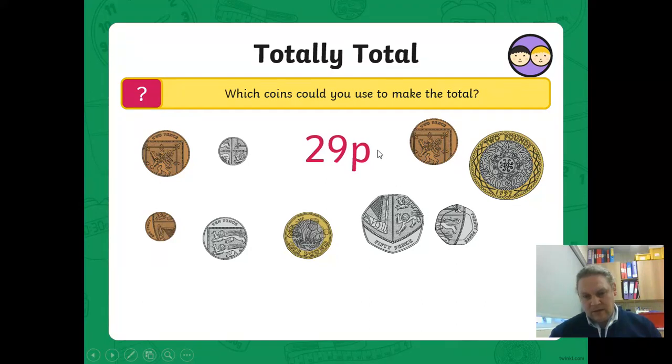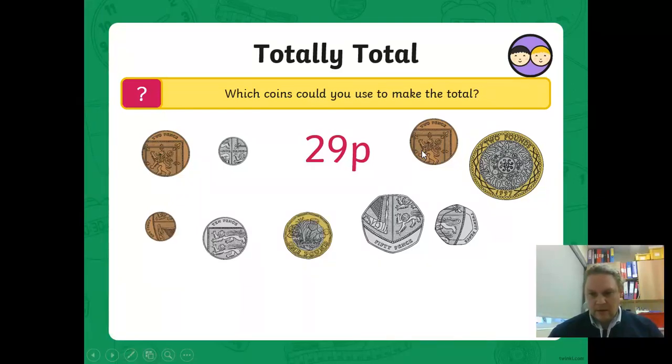20p is less than 29p, so we can use the 20p. That would take care of this 20p. Now, we've got 9p to go. Which coin can we use without going over 9p? Can we use 10p? No, it's too big. So we're going to look for 5p. Right, so we've got our 5p. How many more do we need to make 9? 5, 6, 7, 8, 9. We need another 4. How do we make up 4p? We've got a 2p and a 2p.